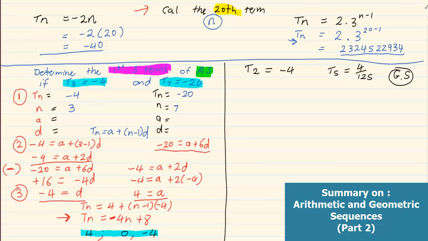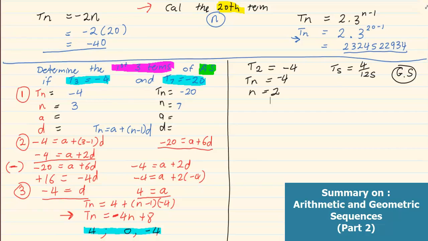Now we know it's a geometric sequence. So we have our Tn and we have our n. And for term 5, we also have our Tn and our n. We know we don't have a and r. But the formula is different, and that is important. If you are doing the work, you need to make sure you are using the correct formula. The formula for geometric is Tn is equal to a times r to the power of n minus 1.